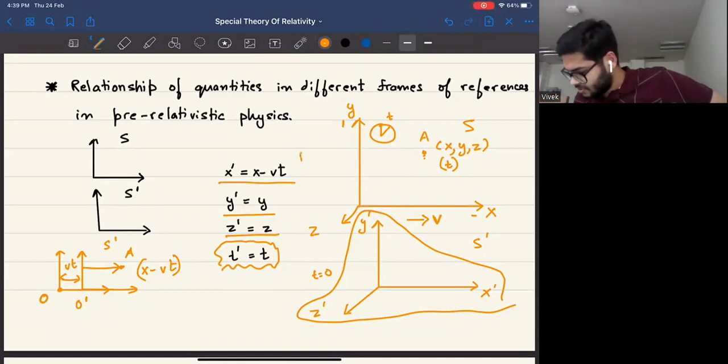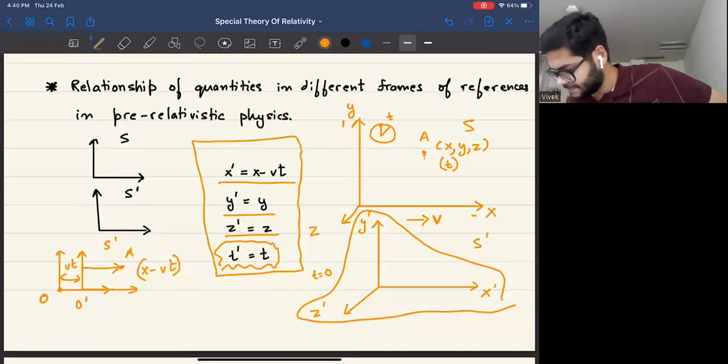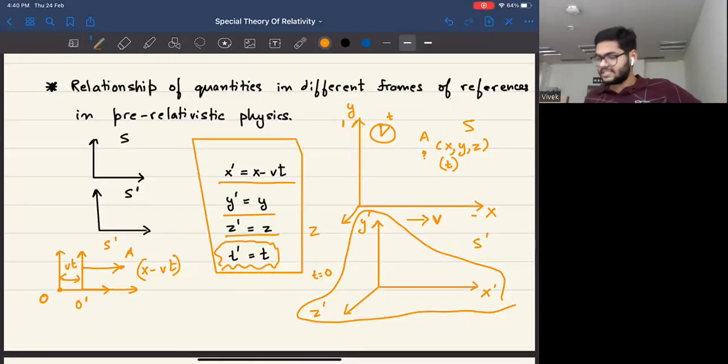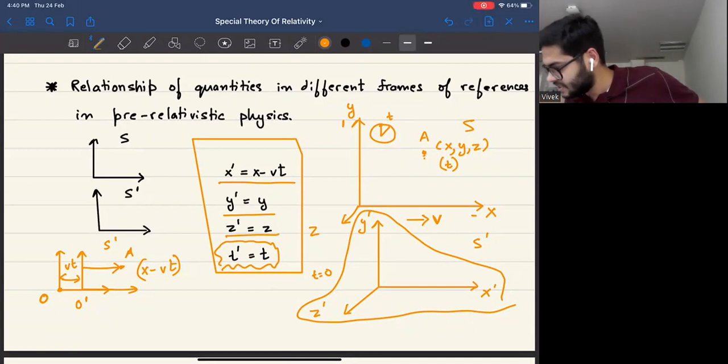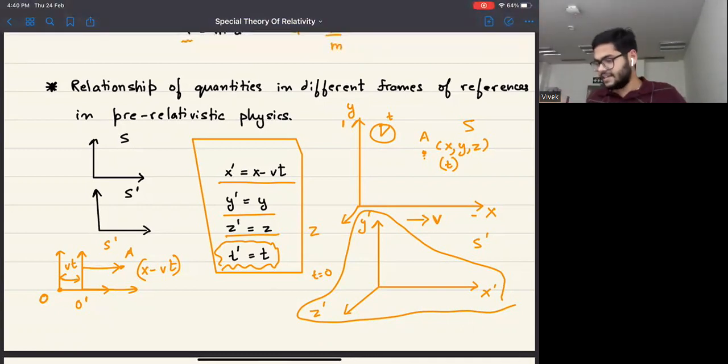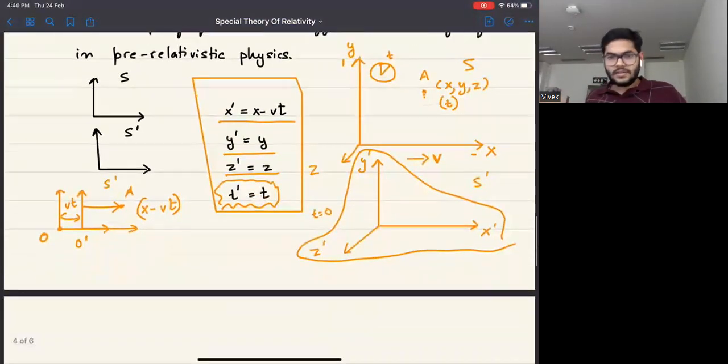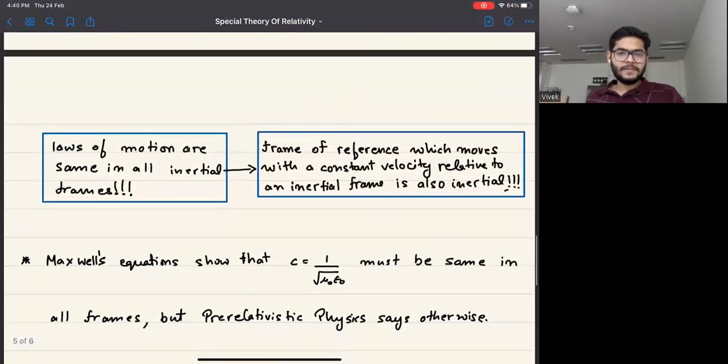So these four equations give us the Galilean transformation. These four equations tell us how the position of a particle changes when we change the frame of reference. This is called Galilean transformation. Now let us move forward.